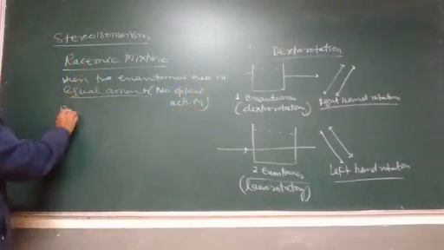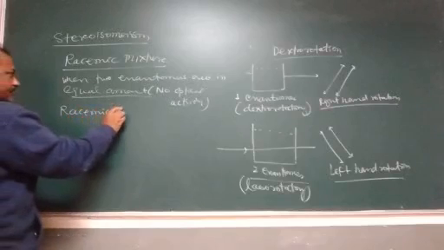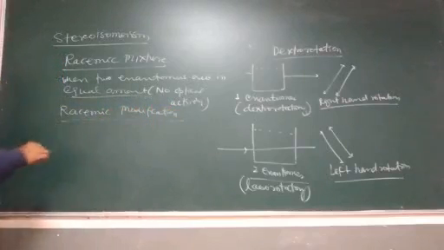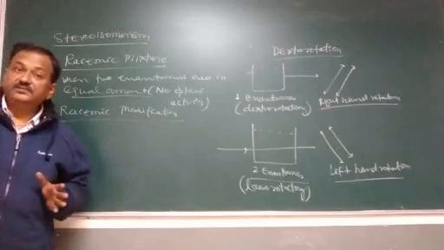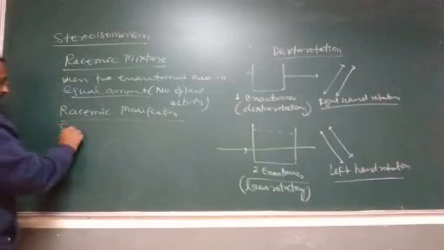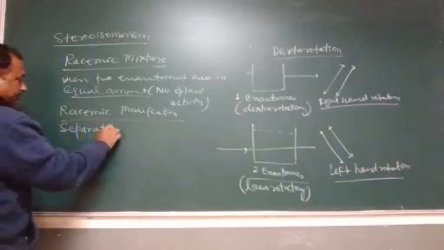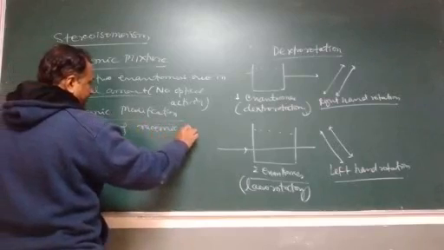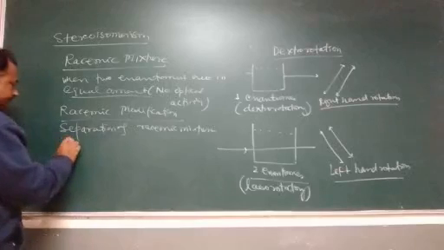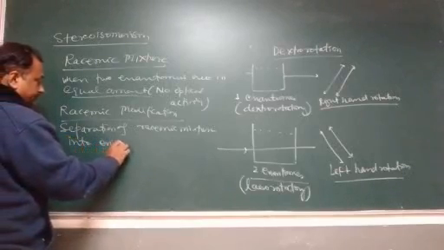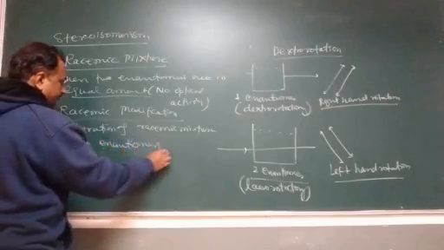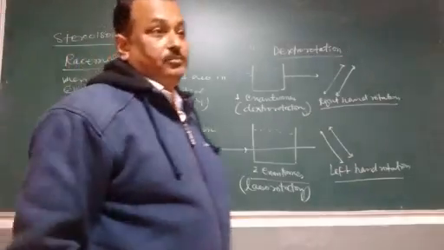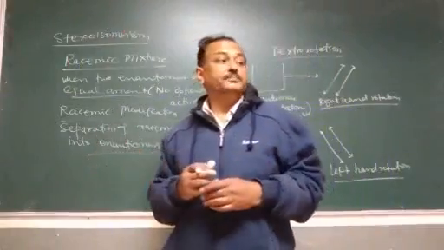Now, the other point is racemic modification. Racemic modification is the process to separate the two enantiomers. Separation of racemic mixture into enantiomers is called racemic modification. So this is a very important part.